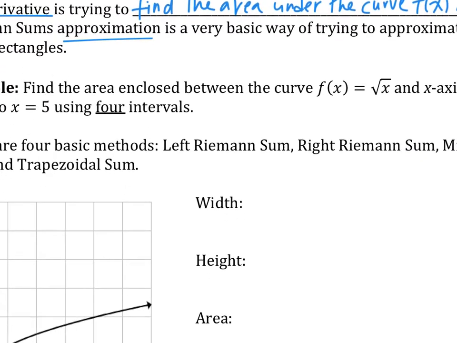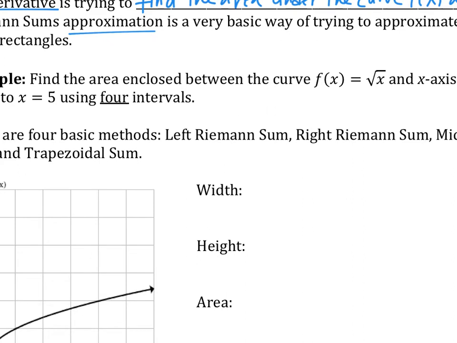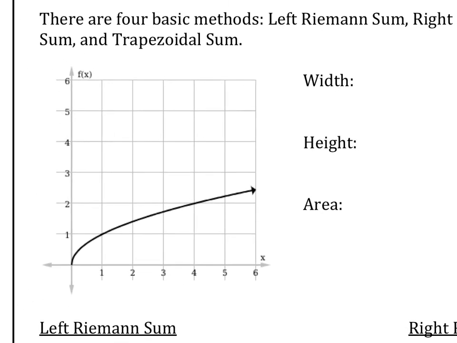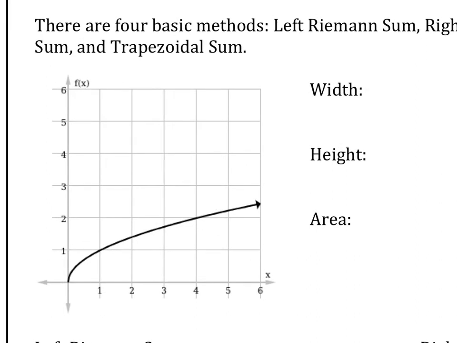There are 4 basic methods: the left Riemann sum, right Riemann sum, midpoint sum, and the trapezoidal sum. Do you guys remember this from last year? Yeah. Okay, very easy stuff. It's just kind of like adding rectangles. Okay, so I have this graph of square root x here. We're going to figure out what it is from 1 to 5. But we can't really figure out this exact area. So we're going to approximate it using rectangles.